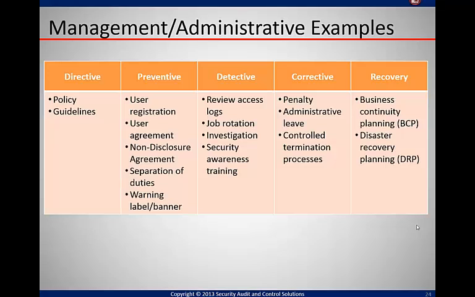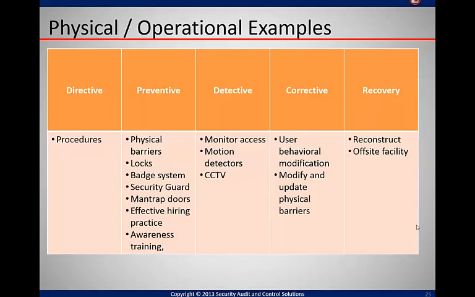Corrective examples can be a penalty, administrative leave to get the guy off the system so you can investigate, control termination processes to make sure that we actually do disable and do make sure that all access to data is removed. Then from a recovery example, we have business continuity planning and disaster recovery planning.